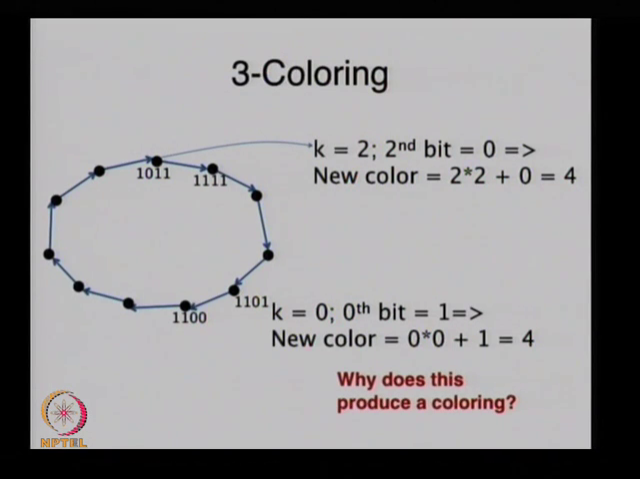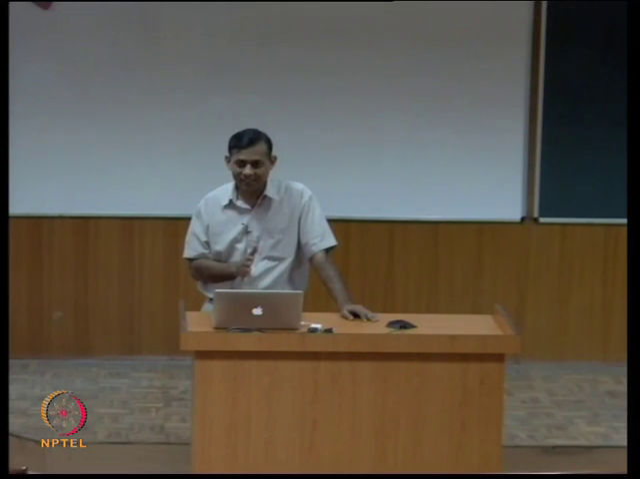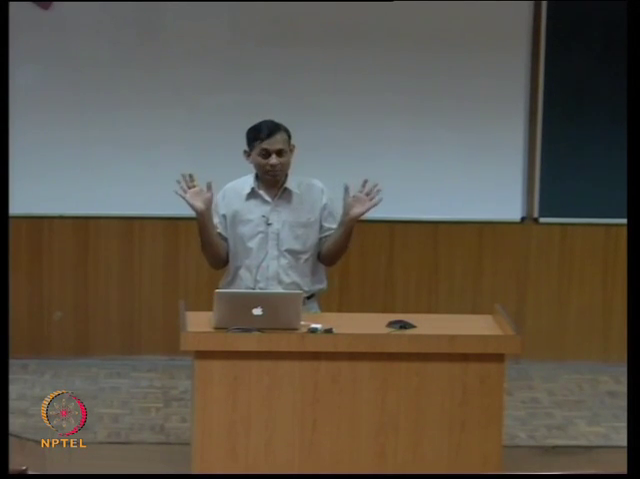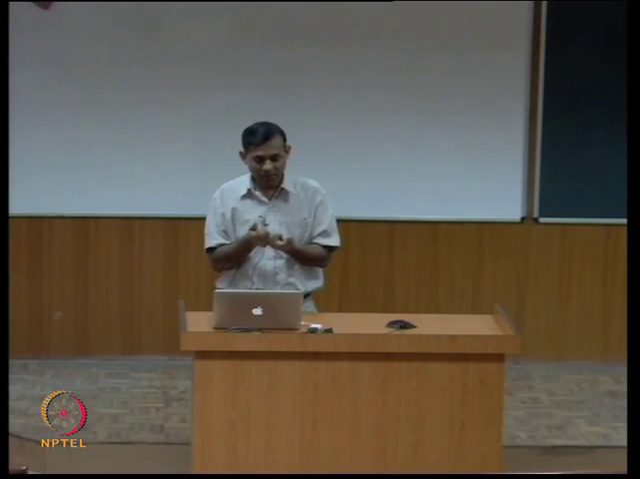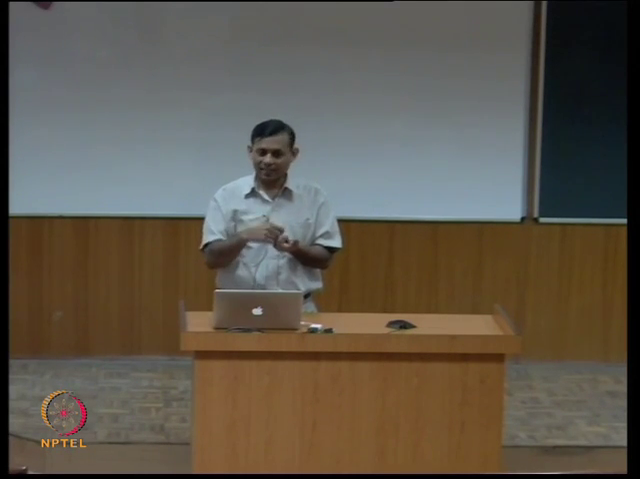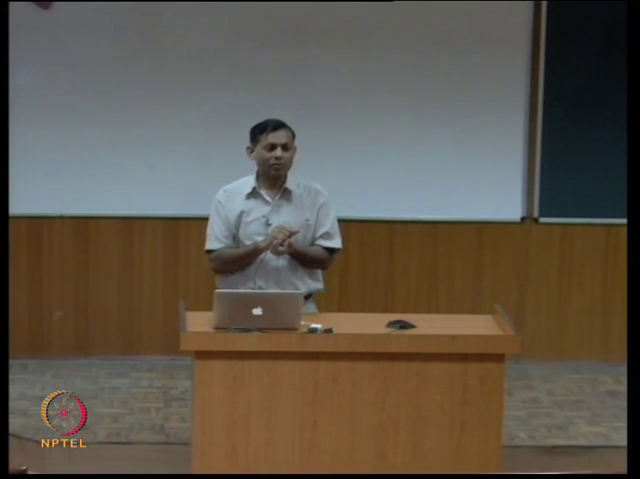So why does this produce a coloring in the first place, not even talking about how many colors we get? Is it a coloring, given that originally we started with a coloring? Is this reducing the number of colors? We'll get to that also. But first, is it a coloring in the first place? I'm doing this in a symmetric way: I look at your bit pattern and locally decide what to do with your color. How do you make sure that the next guy is not getting the same color that you are getting, or similarly the previous guy?